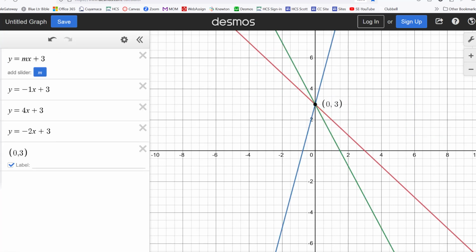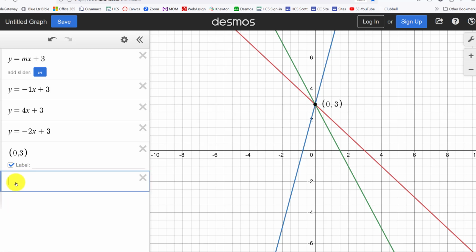Okay, so we had these 3 lines: y equals -1x plus 3, y equals 4x plus 3, y equals -2x plus 3, and it made these different lines. The 3 stayed the same, and notice that all 3 lines intercept at the same point. But the m is different, so they all have different slopes or different slants to them.